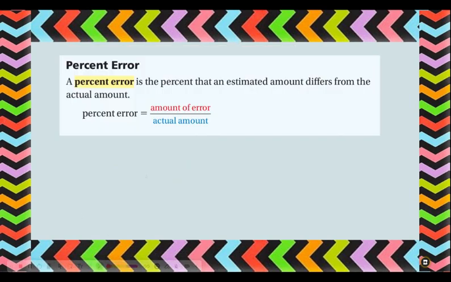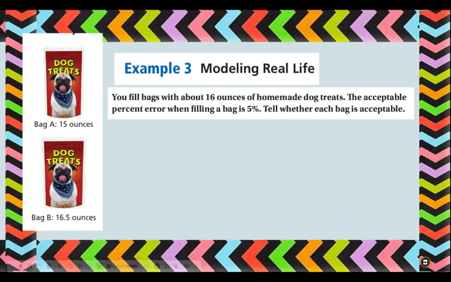Then we have percent of error. So it's an estimated amount, and we take the amount of the error over the actual amount. So here, modeling real life, you fill bags with about 16 ounces of homemade dog treats. So here are the bags, bag A and bag B. The acceptable percent error when filling a bag is 5%. Tell whether each bag is acceptable.